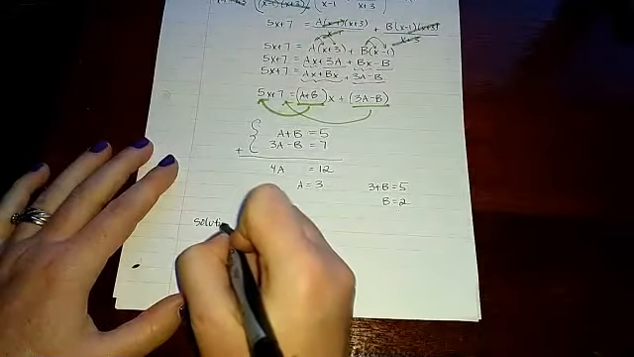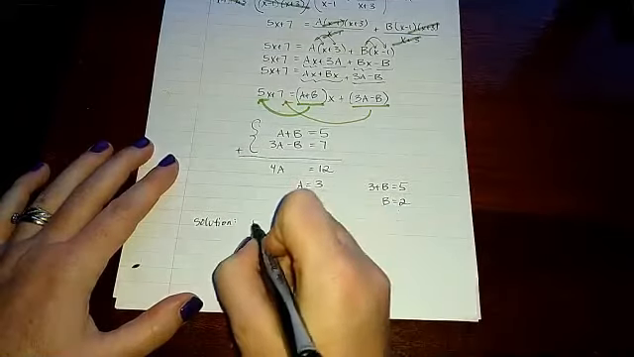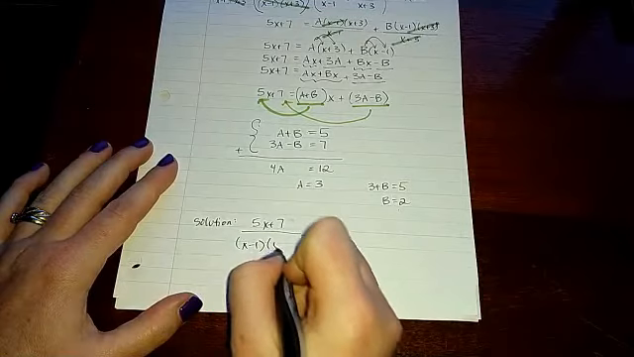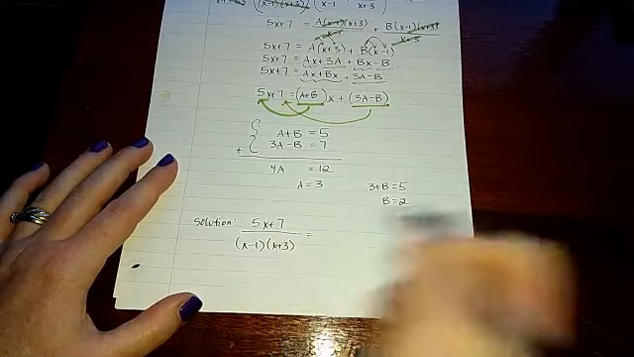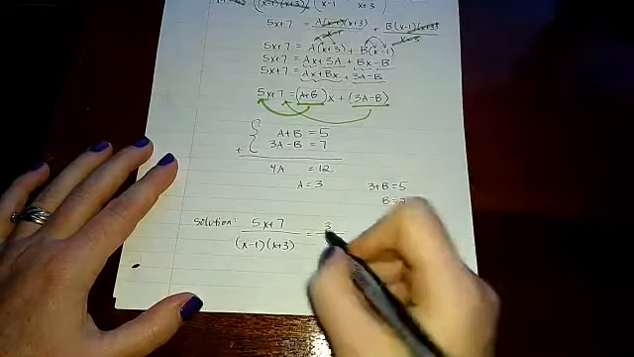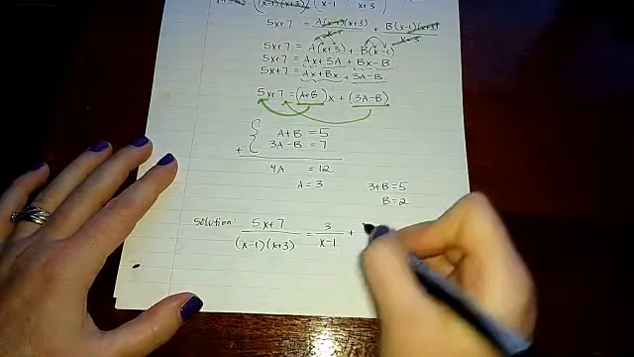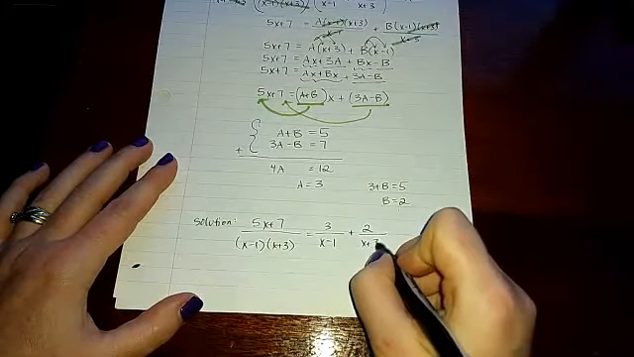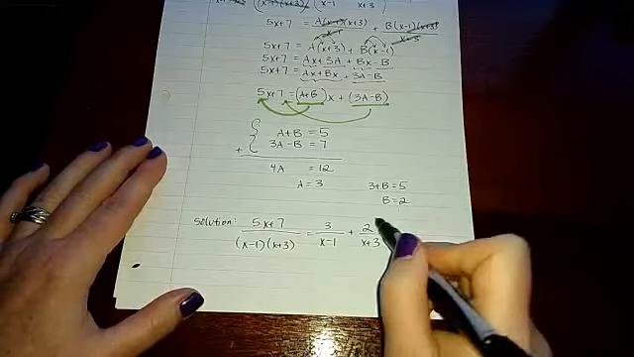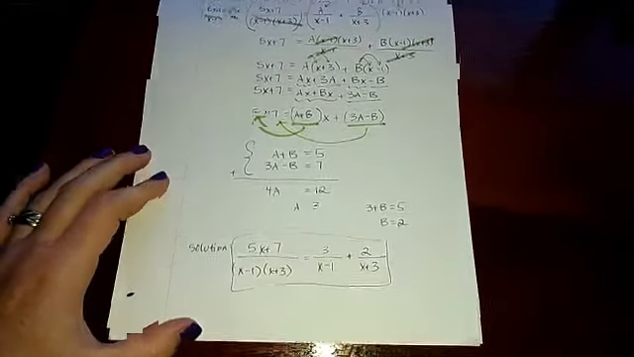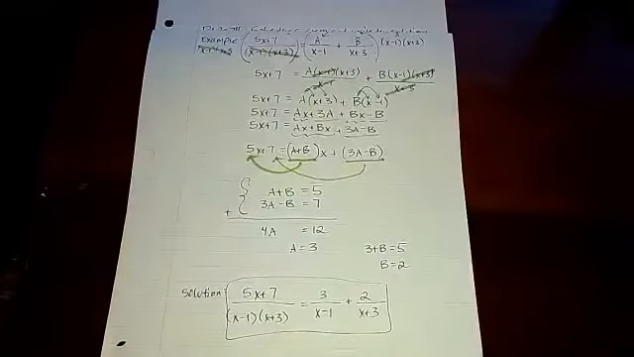So the solution, what we wanted to find was a decomposition for this fraction. And we found that that decomposition is to have 3 over x minus 1 plus 2 over x plus 3. And that's my answer right there. Okay. Let's look at the other example.